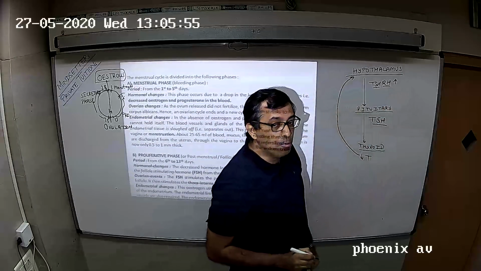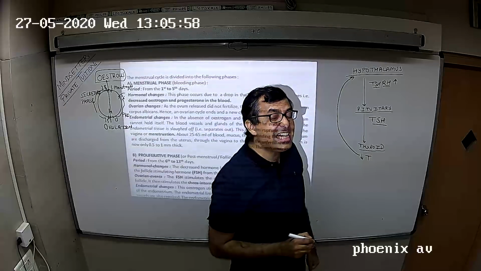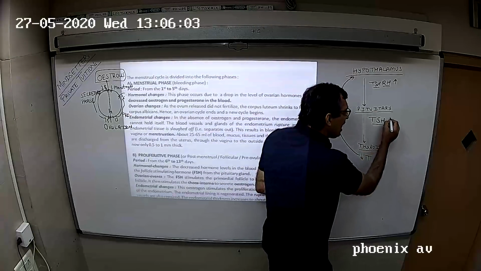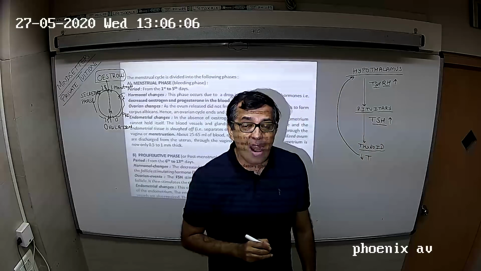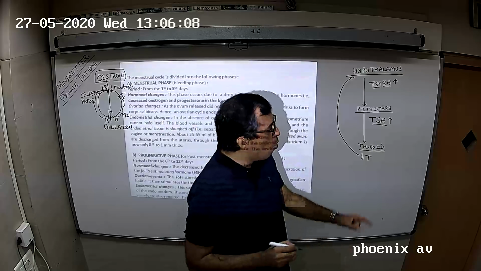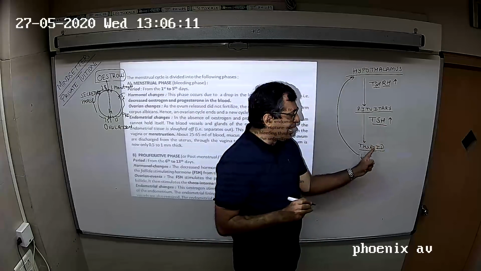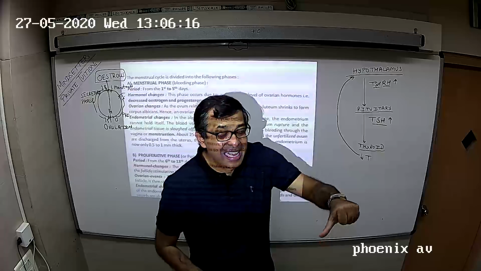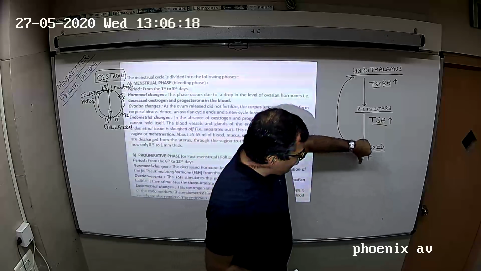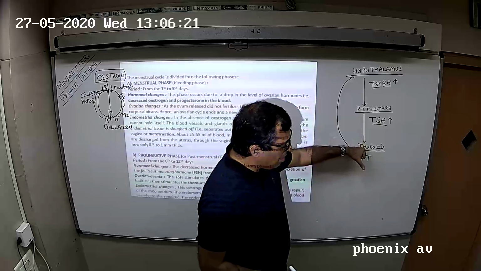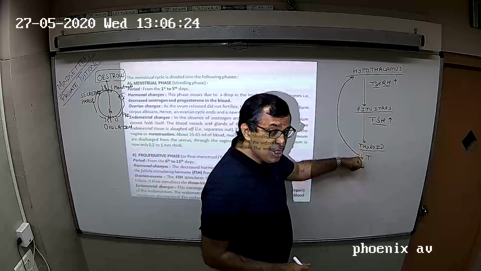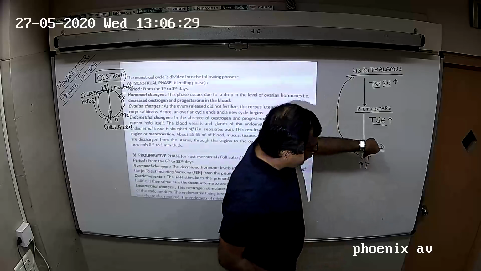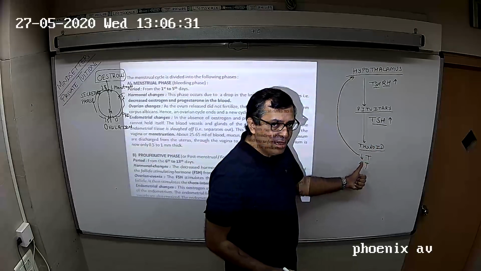TSH-RH, more of thyroid stimulating hormone releasing hormone, which will act on the pituitary gland, and pituitary gland will give out more of thyroid stimulating hormone. More of thyroid stimulating hormone will act on the thyroid gland and the level of thyroxine will start increasing. From less than normal, it will become normal, but very soon it will become more than normal. So from less than normal, it has become more than normal.